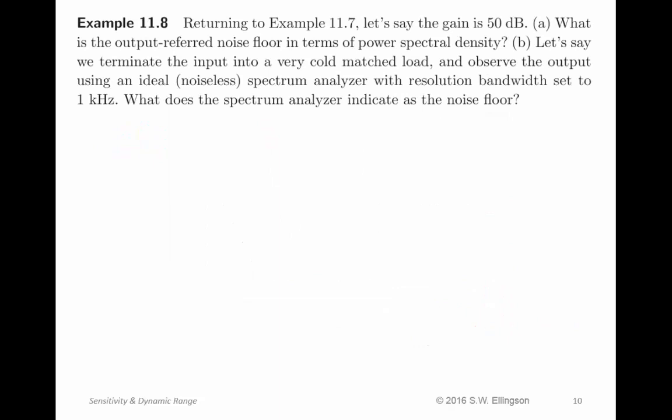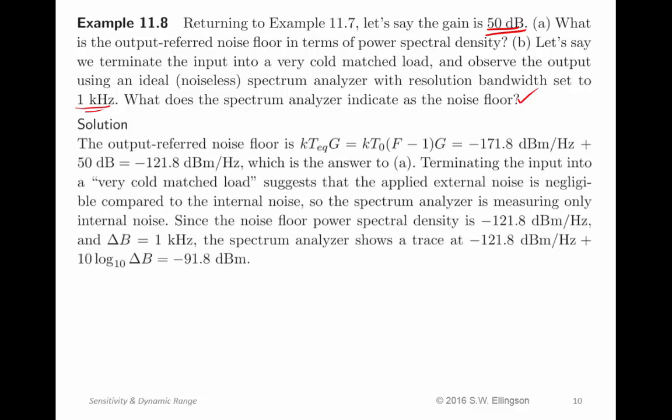Here's an example, returning again to this previous example that we just talked about. Let's say the gain is 50 dB. What is the output referred noise floor in terms of power spectral density? Then let's say we terminate the input into a very cold matched load and observe the output using an ideal noiseless spectrum analyzer with a resolution bandwidth set to 1 kilohertz. And then what does the spectrum analyzer indicate as a noise floor? That's the whole problem.